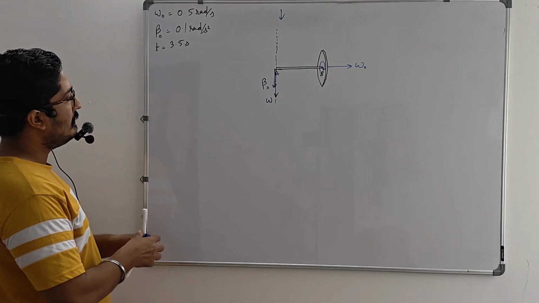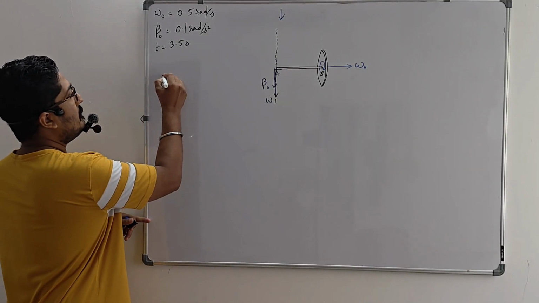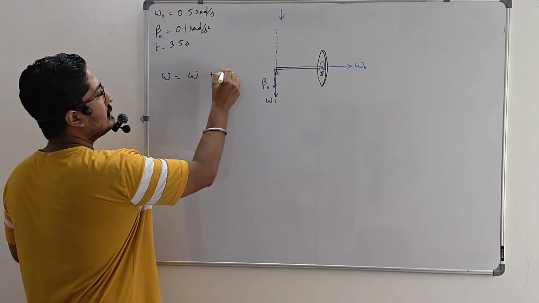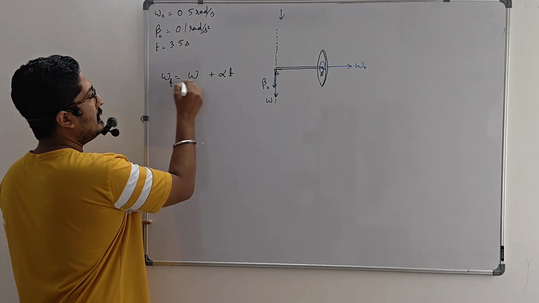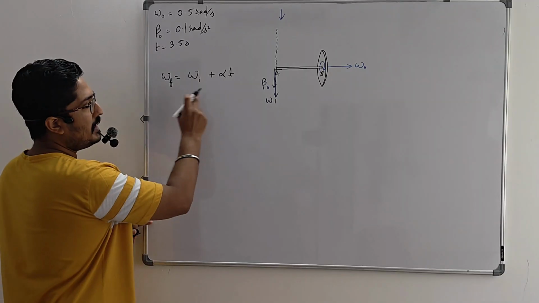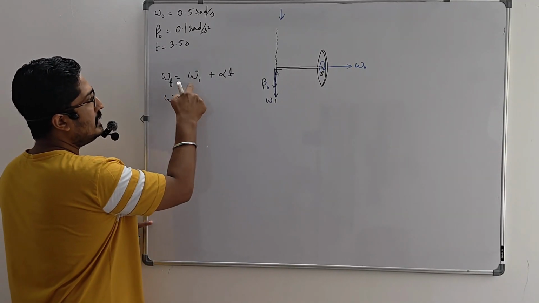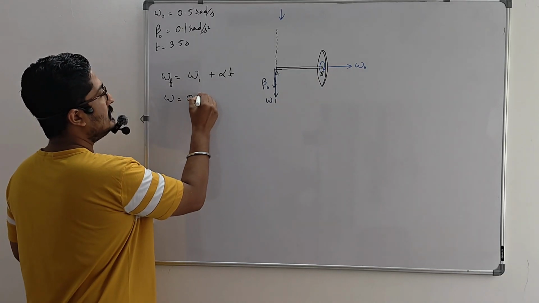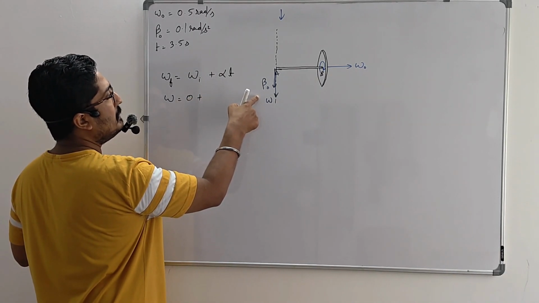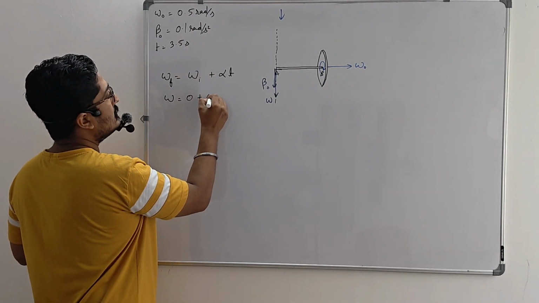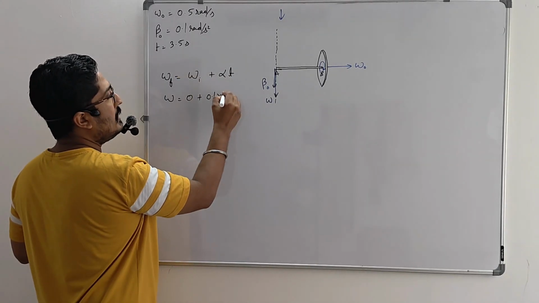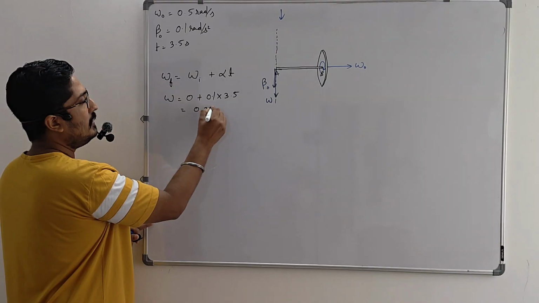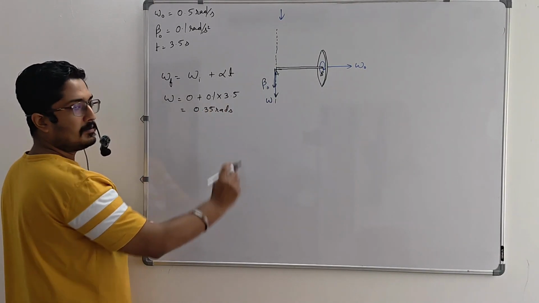So this omega will keep changing, and that can be obtained by a simple formula: omega equals omega naught plus alpha t. Here omega is the final, and omega naught is the initial. The initial omega here was 0 because AB was not revolving at that time. But 0 plus alpha is basically our beta naught, right? And that beta naught is 0.1 into the time at which I want it, which is 3.5. So I'm getting this omega as 0.35 radians per second.